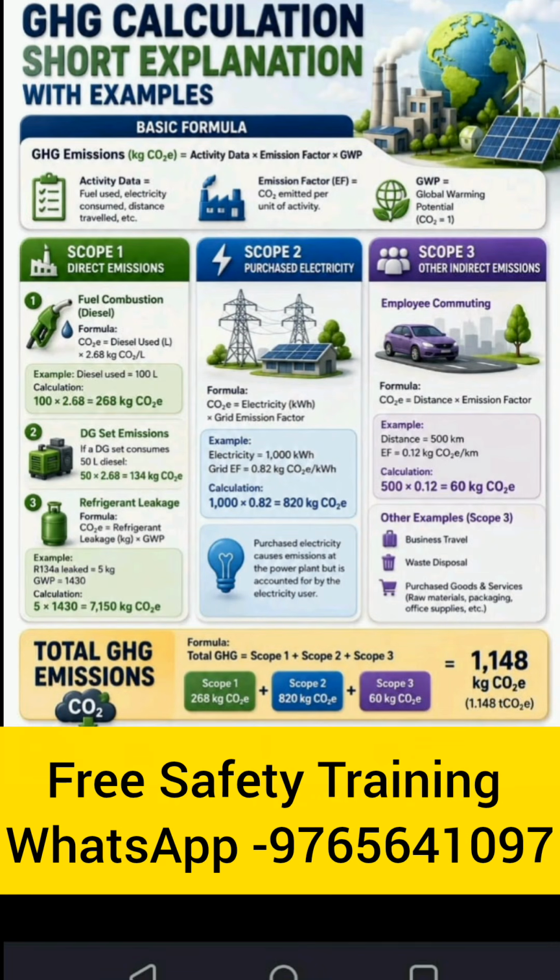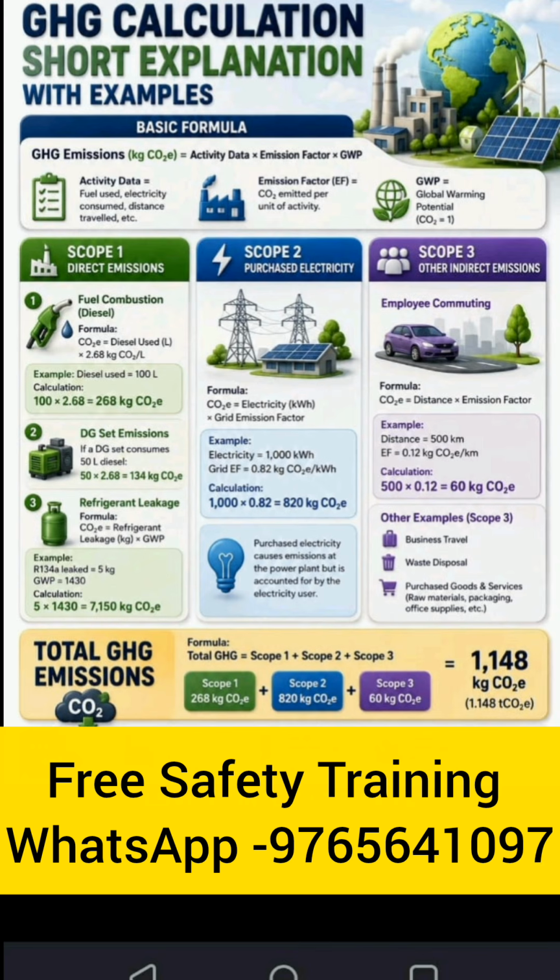Direct emission, number one, the fuel combustion of diesel. The formula: CO2 equals diesel used in liters into 2.68 kg CO2. For example, if you use 100 liters of diesel, then your carbon dioxide produced will be 268 kg.